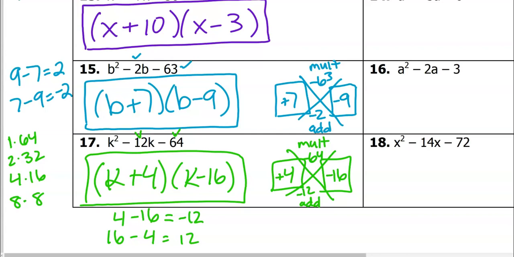Let's see if you were paying attention. If you have K minus 16 and then K plus 4, are you wrong? No. Because we're multiplying, your factors can be switched if you need to. So if you had it written the other way, you are not wrong. You are still good to go. All right.